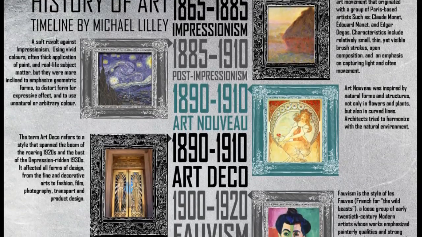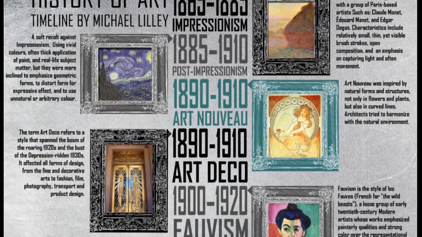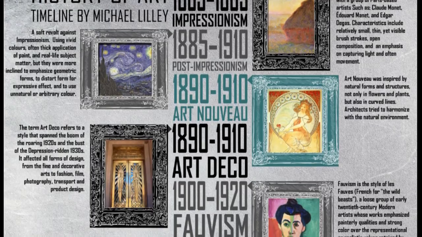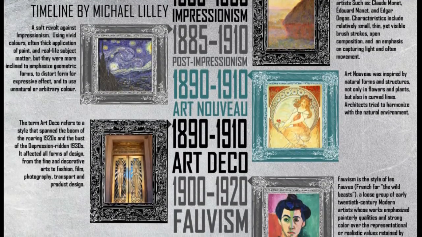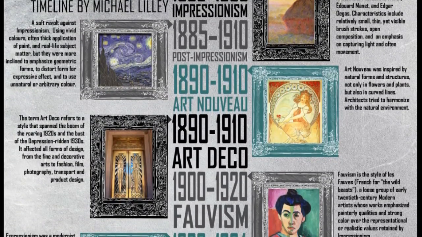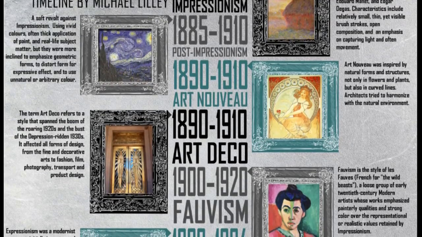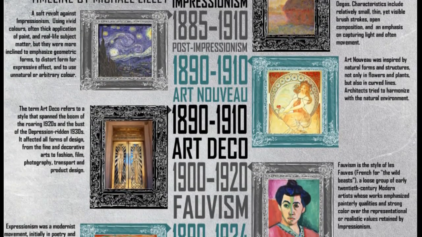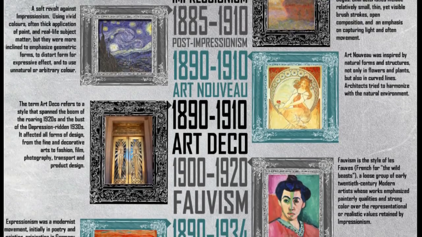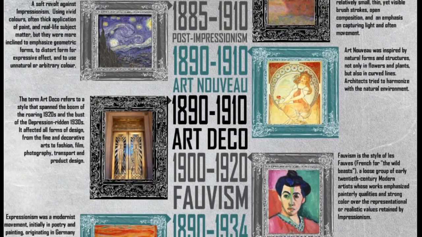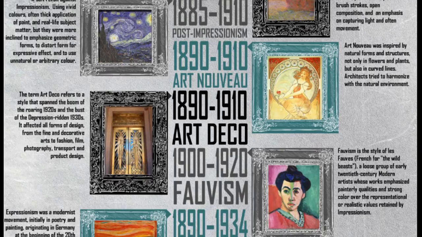Post-Impressionism, from 1885 to 1910, was a soft revolt against Impressionism, using vivid colours, often thick application of paint, and real-life subject matter, but they were more inclined to emphasise geometric forms, to distort form for expressive effect, and to use unnatural or arbitrary colour.